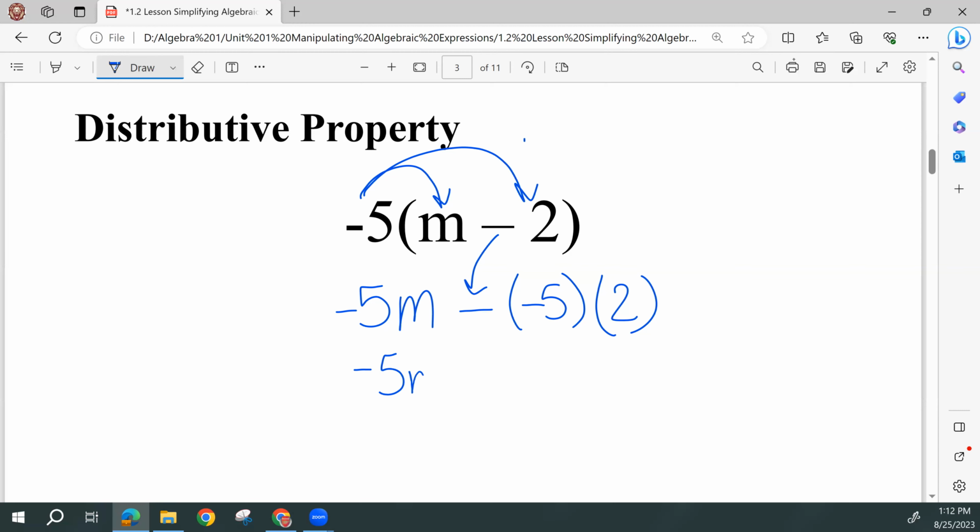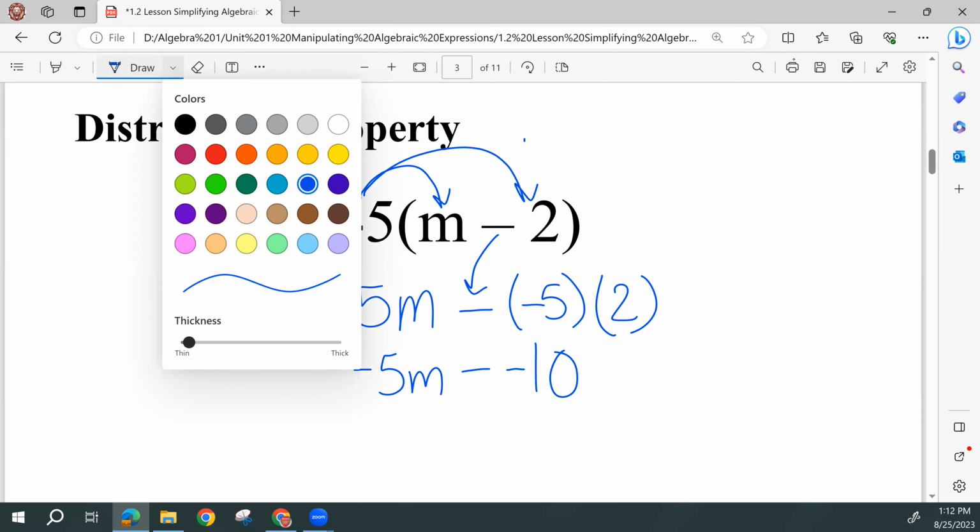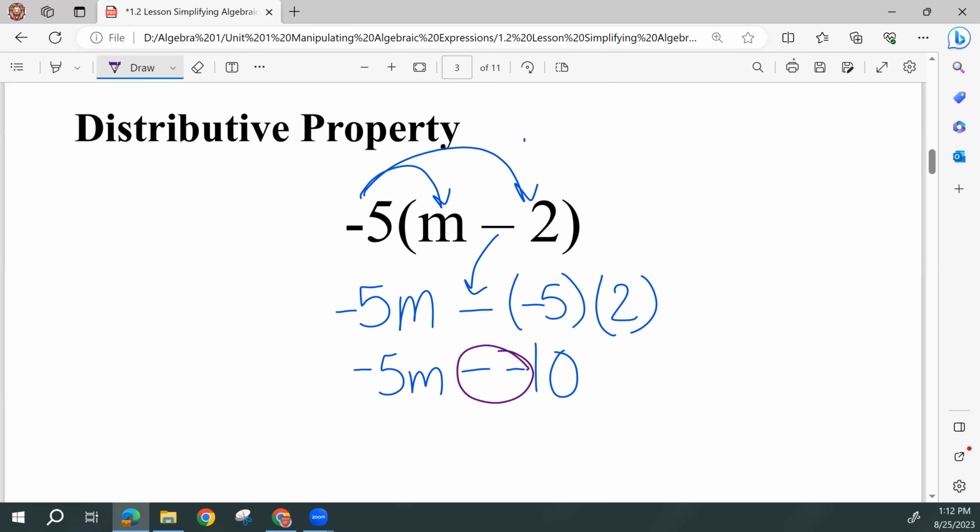That stays the same. Negative 5 times 2, you can use your calculator if you want to, gives us negative 10. And then whenever we have two minus signs next to each other, we can clean that up by putting them together. A minus and a minus makes a plus. And that is our simplified expression. That's as far as we can go.